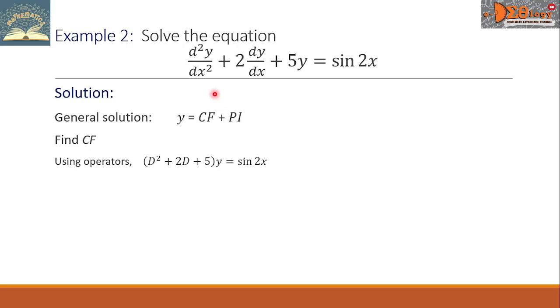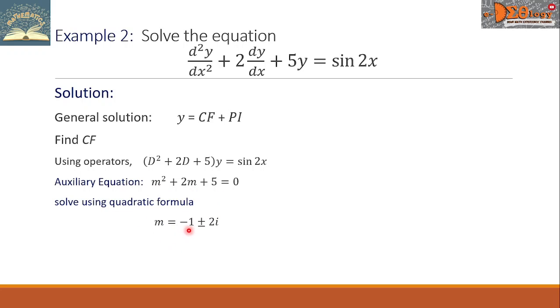Using operators, we write our equation here to be the quantity d squared plus 2d plus 5 multiplied by the variable y equals sine 2x. The auxiliary equation becomes m squared plus 2m plus 5 equals 0. Then let us solve the m using quadratic formula. The value of m will be negative 1 plus or minus 2i.